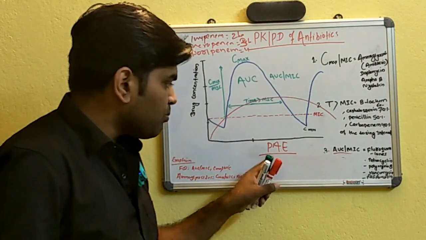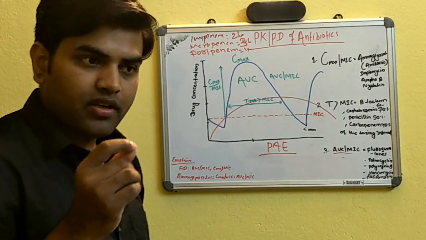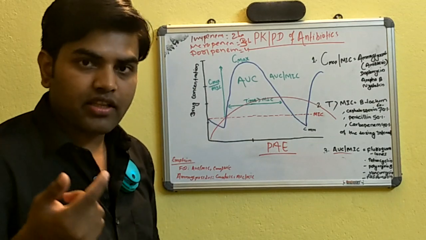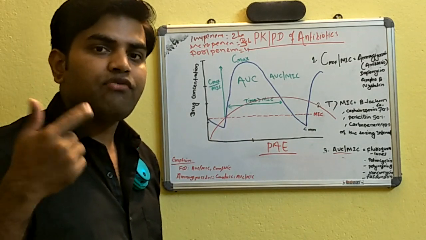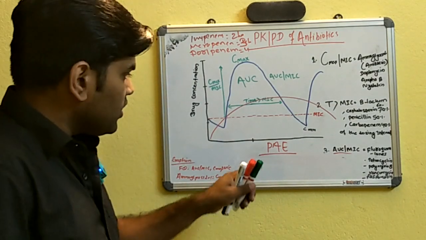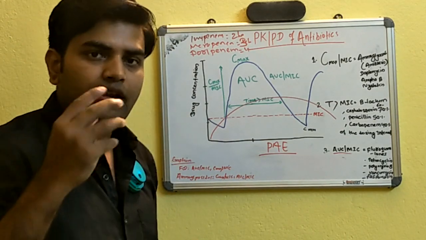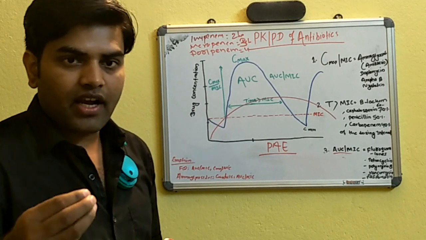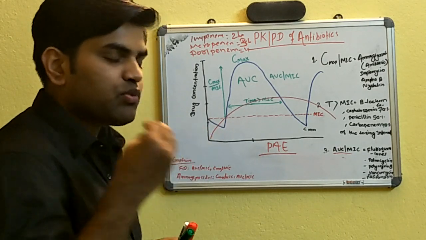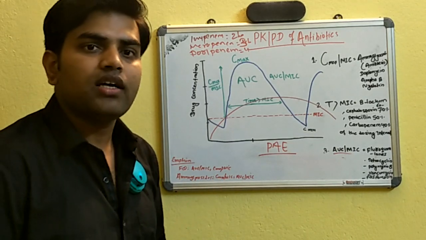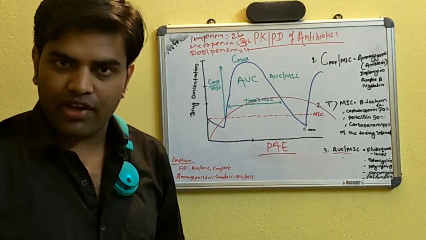Now another important player in determining the dose and frequency of antibiotic is the post antibiotic effect. Post antibiotic effect means the effect of antibiotic on bacteria after brief exposure to the antibiotic, when there is a persistent suppression of the growth of bacteria.